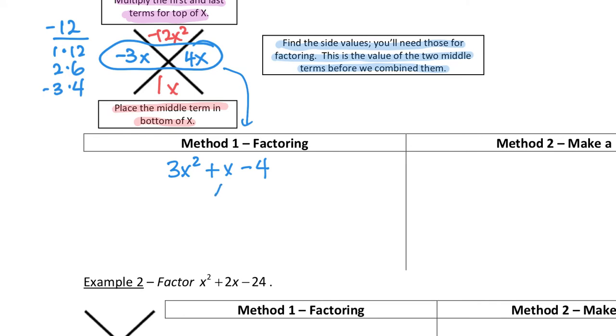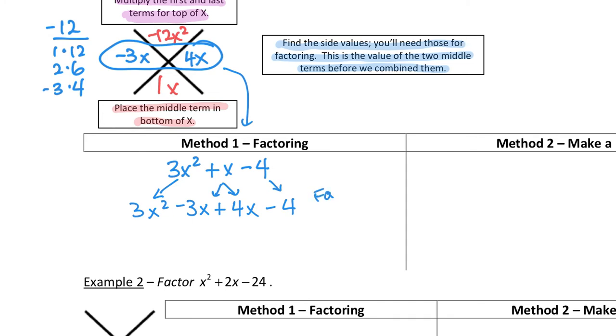I'm going to split this x apart with the values that I found in my x game. So that x gets split apart into its two original terms. Then I just need to bring down the 3x squared, and I need to bring down the minus 4.